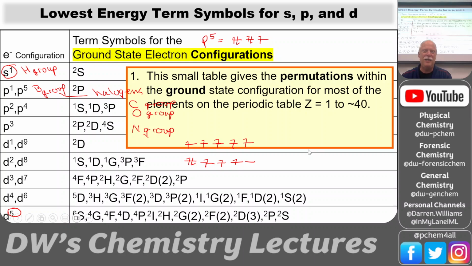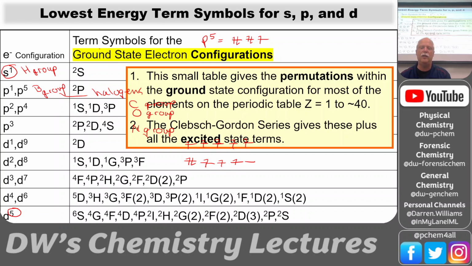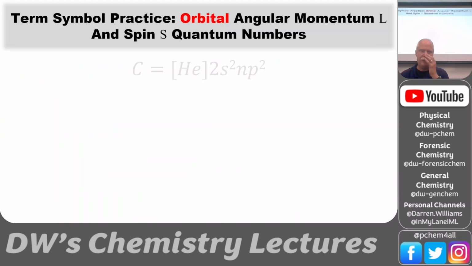Okay, so this small table gives the permutations within that ground state configuration for most of the elements on the periodic table. And it does apply, this way of coupling things really goes up to around the middle of the table, around zirconium and so on. Once you get below in the middle of the 5th row and below, then there's a different coupling scheme. So we'll just learn the one that deals with most of the elements we typically come across. The Clebsch-Gordon series that we're learning gives these plus all of the excited state terms. So let's do carbon. Okay.